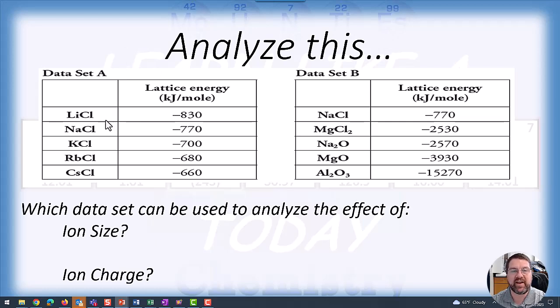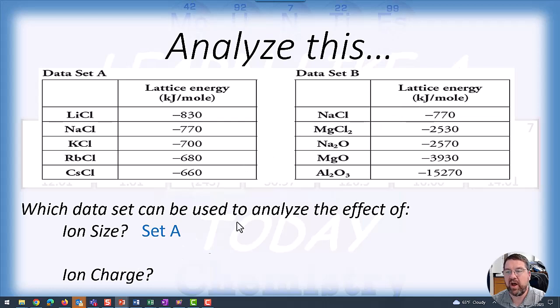And so data set A, where all of them are chlorides. So the only variable that's changing is which alkali metal, lithium, sodium, potassium, rubidium, or cesium. And so we can see that as we go down the alkali metal column, the size is getting larger because you have more electrons. And so therefore, if the size of the ion is getting larger, then the distance is becoming greater, and therefore there's less attractive force, and hence why the lattice energy is decreasing.